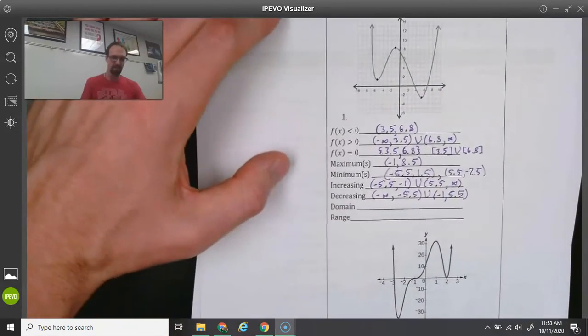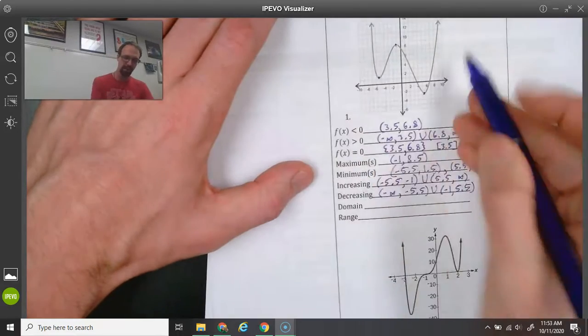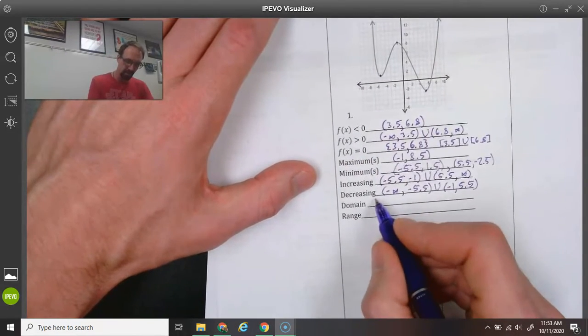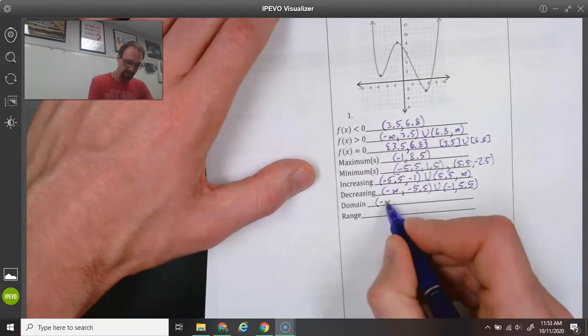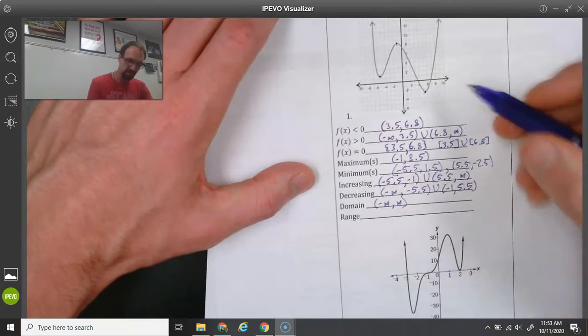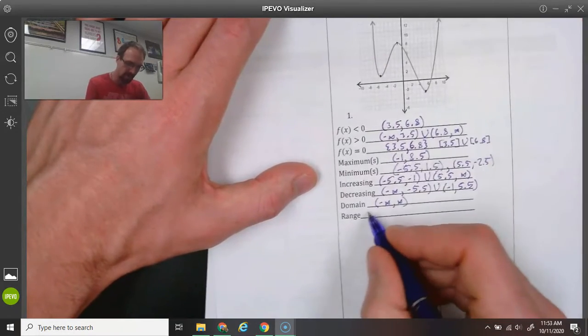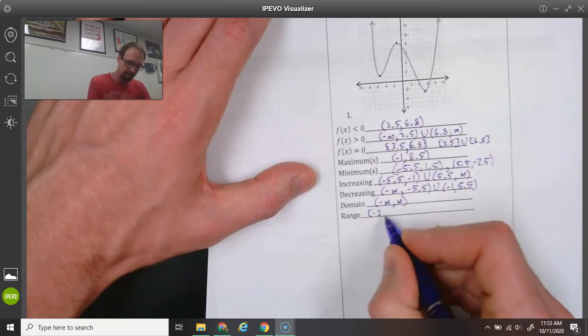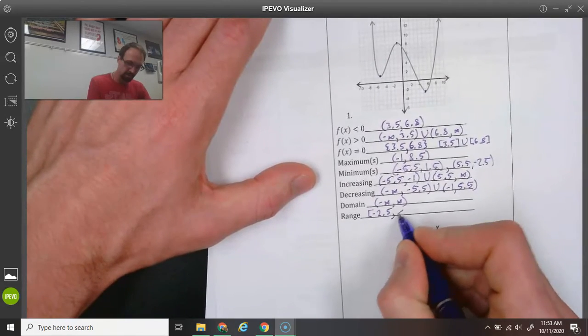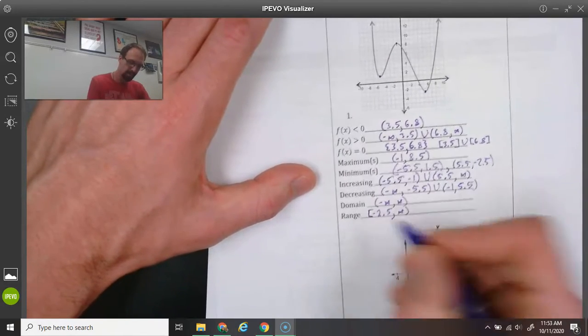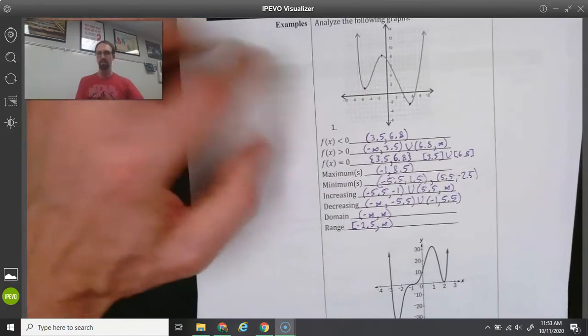My domain. So this is the values that I can have. It looks like I can have any value for my domain. So my domain is going to be negative infinity to infinity. My range, though, it looks like I have an absolute minimum. That's going to be here at -2.5. So -2.5 inclusive to infinity. So this is the analyzation of this particular graph here.